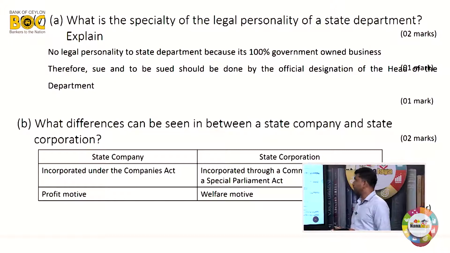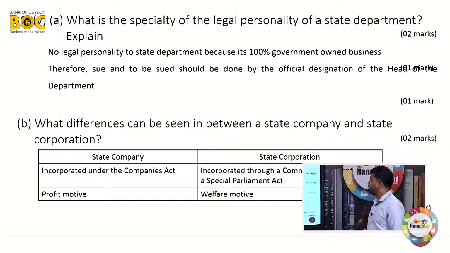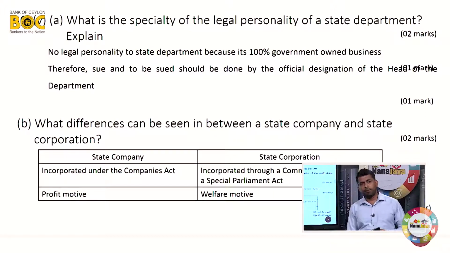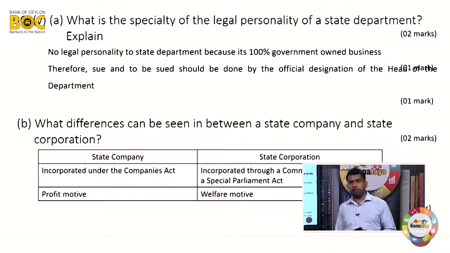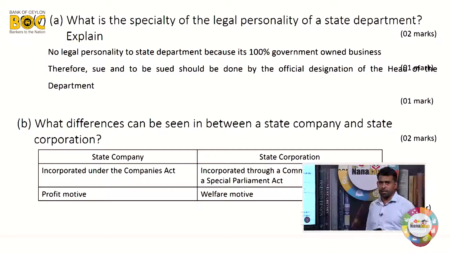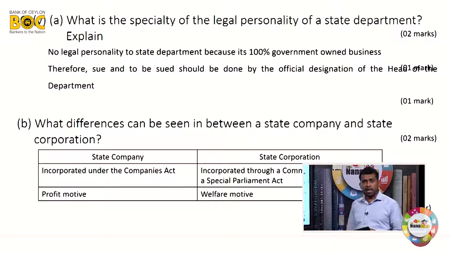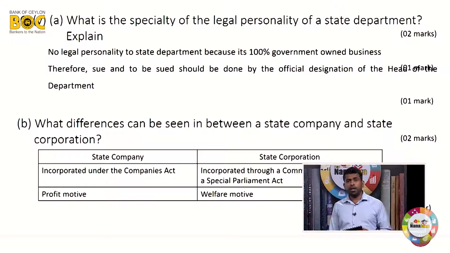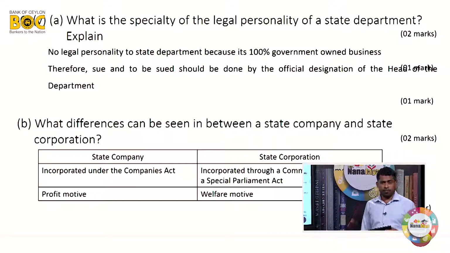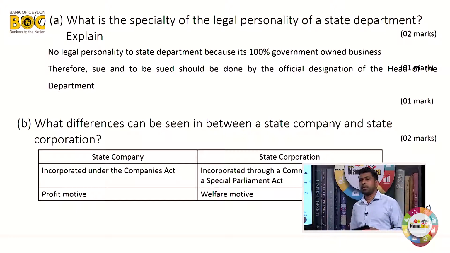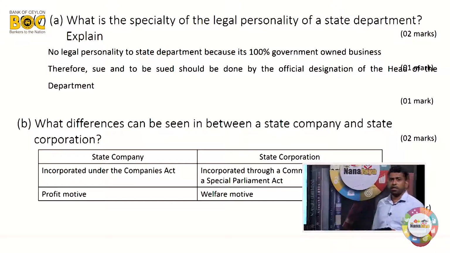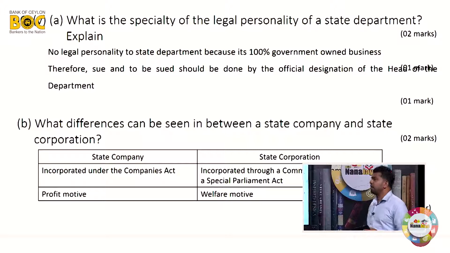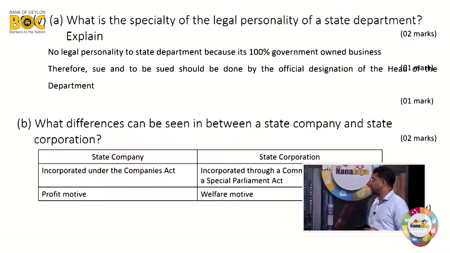Question number 6, Roman number 5A. What is the specialty of the legal personality of a state department? Explain. No legal personality, that means sue and to be sued cannot be done by the name of the department. A citizen cannot file a case against a state department. If you need to file a case against a certain department, you have to use the official designation of the respective head of the department. The special thing is no legal personality for a state department.